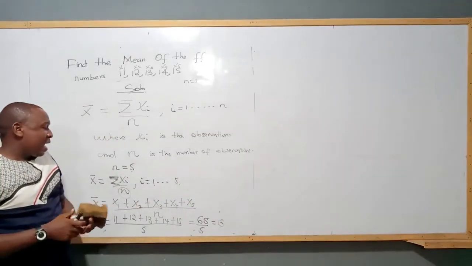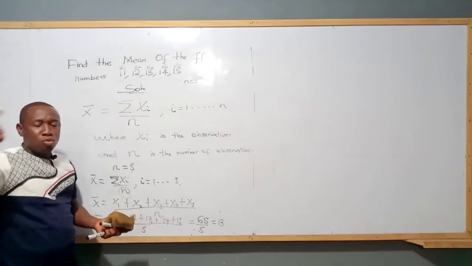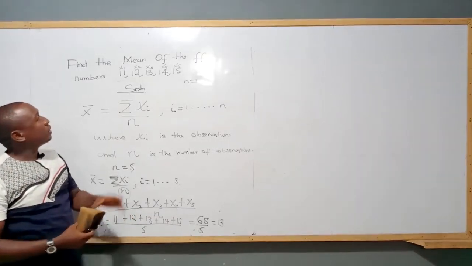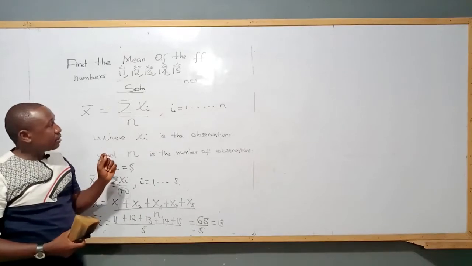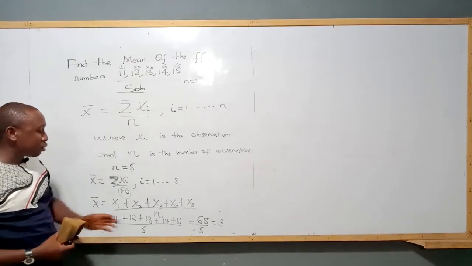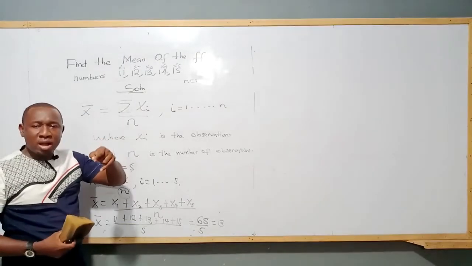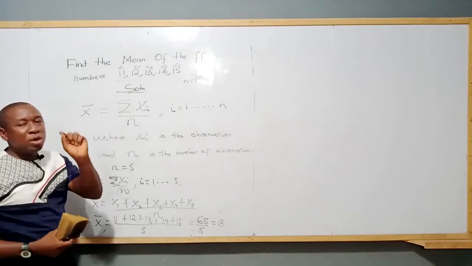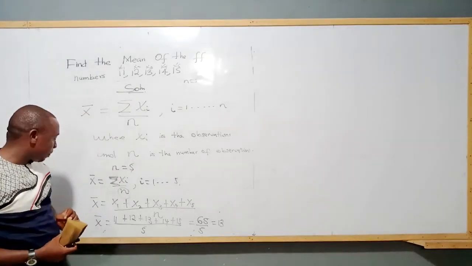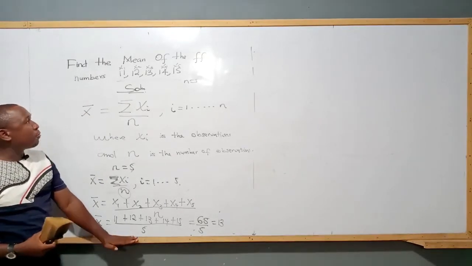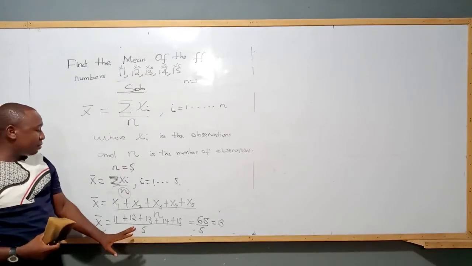That means 13 is central to all the values in the data set. That is why we call the mean one of the measures of central tendency. We need only one value to represent the whole data set. So that is a simple way of finding the mean.